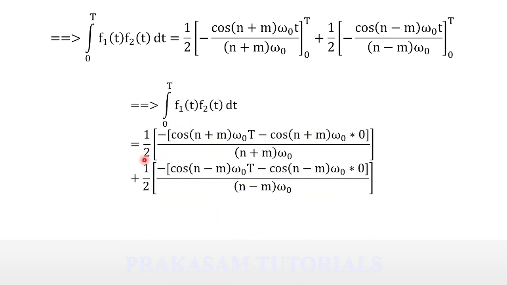So that is the RHS term: 1 by 2 [minus cos of (n plus m) omega naught t], with the upper value of t being capital T, minus [cos of (n plus m) omega naught into the lower value of t, which is 0], divided by (n plus m) omega naught, plus 1 by 2, and for the second term, here also substitute the upper value of time and the lower value of time. So that is minus of [cos of (n minus m) omega naught capital T minus cos of (n minus m) omega naught into 0].